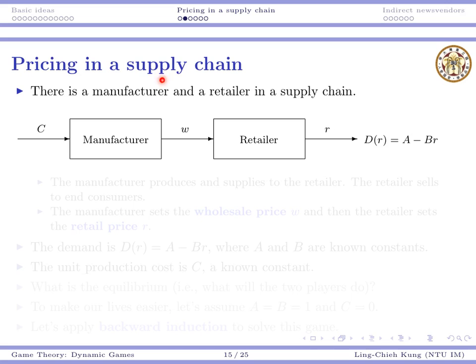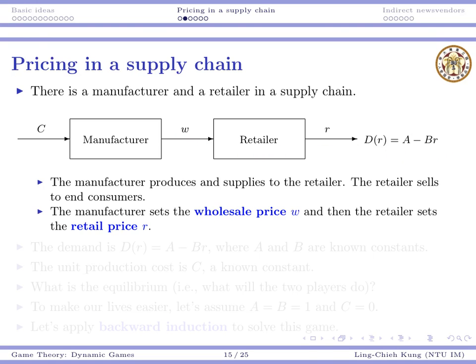A supply chain somehow just means a process or several entities that together produce, ship, and deliver the product to consumers. Okay, so graphically, there is a manufacturer who sells to a retailer, and the retailer sells to consumers. The manufacturer makes the product, and the retailer sells the product. So the manufacturer will set the wholesale price, W.